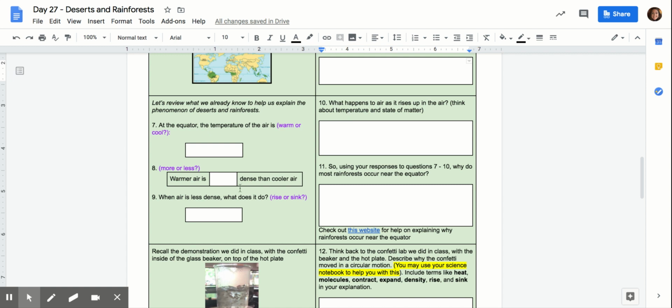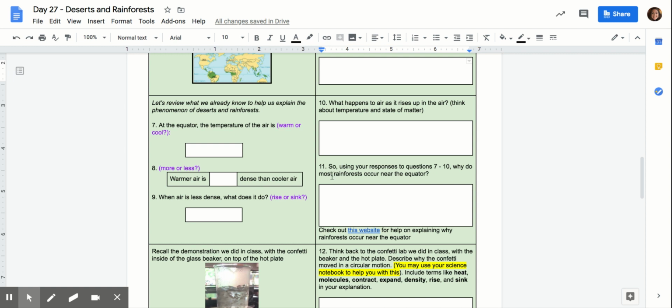Over here, we're going to apply this knowledge. What happens to air when it rises up in the air? You've got air down at the surface of the earth, and as it rises into the atmosphere, as it gets higher up, what begins happening to that air? Think about its temperature. As it moves up into the atmosphere, what happens to its temperature? And then its state of matter. As it moves up, does air stay a gas, or what starts to happen to it when that temperature changes? Please describe that here.